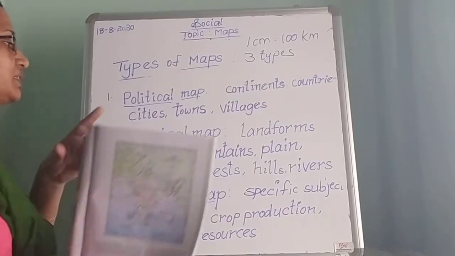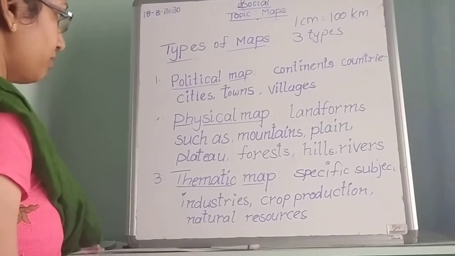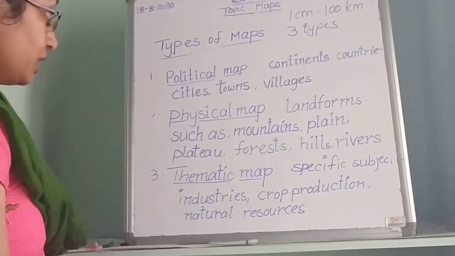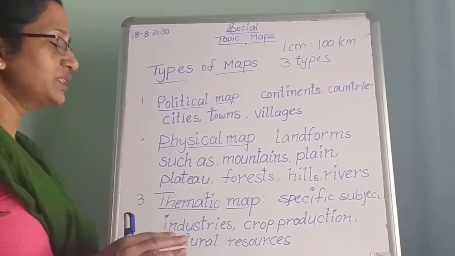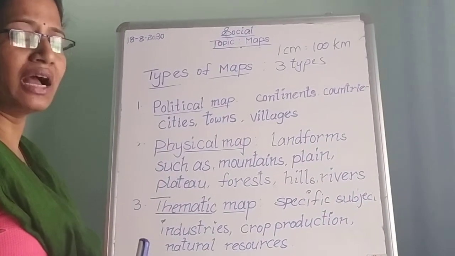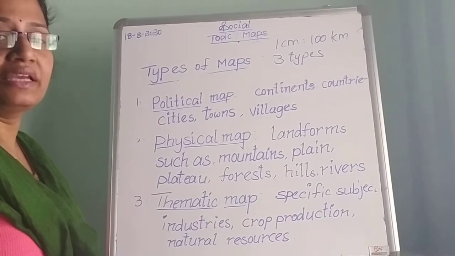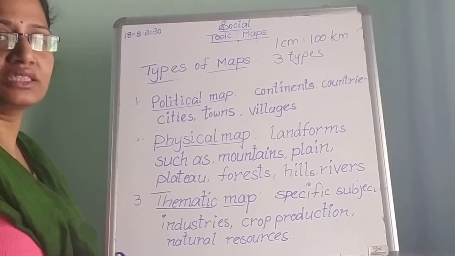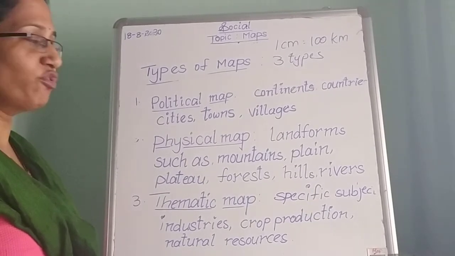Okay, next one is physical map. In this physical map, what will we show? Physical maps are used to show the landforms. What is meant by landforms? Plains, plateaus, deserts, mountains, rivers, etc. These are called landforms.